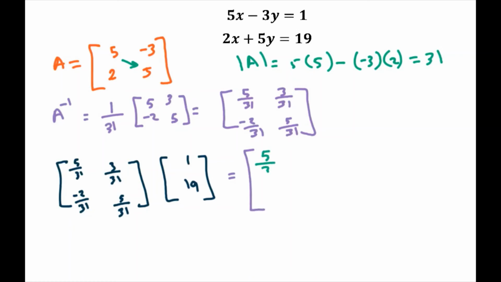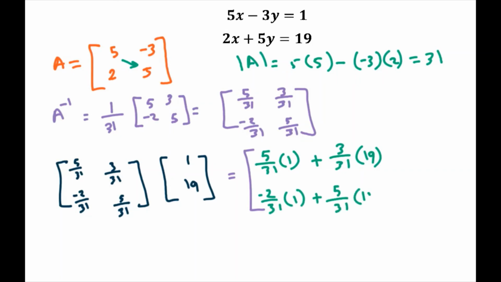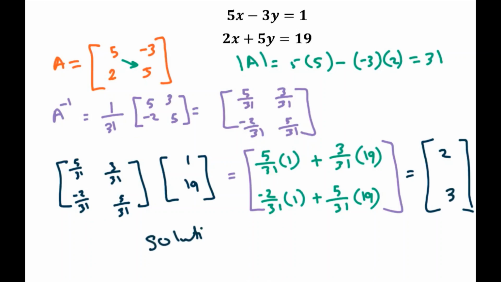5 over 31 multiplied by 1 plus 3 over 31 multiplied by 19. Negative 2 over 31 multiplied by 1 plus 5 over 31 multiplied by 19. And the final answer is going to be equal to 2 and 3. So now your solution or point of intersection will be 2, 3.